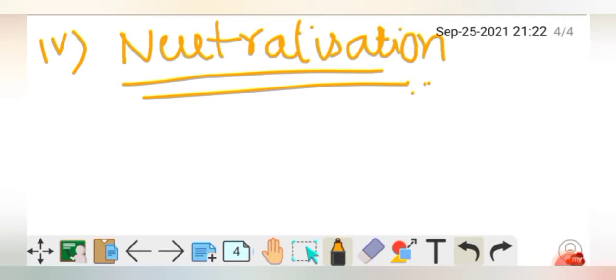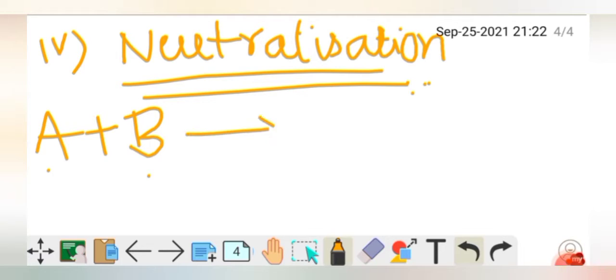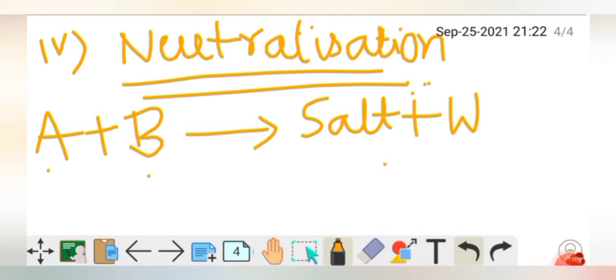So what happens in this? We'll go through the definition first. The reaction in which an acid reacts with a base to give salt and water is called a neutralization reaction. So we will write first here, acid reacts with base. Consider this acid and this base. When acid reacts with base to give salt and water, this is the basic neutralization reaction, and you have to remember this.